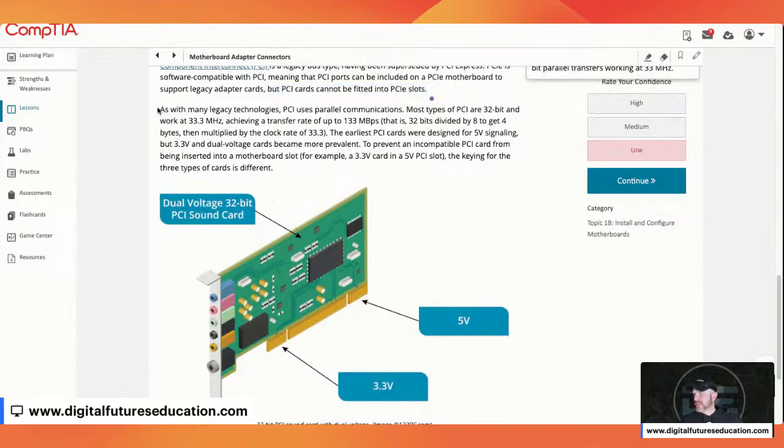So as with many legacy technologies, and we understand the word legacy now, it's older technologies, it uses parallel communications. Most types of PCI are 32-bit and work at 33.3 megahertz, achieving a transfer rate of up to 133 megabytes per second. That is 32 bits divided by 8 to get 4 bytes, then multiplied by the clock rate of 33.3.